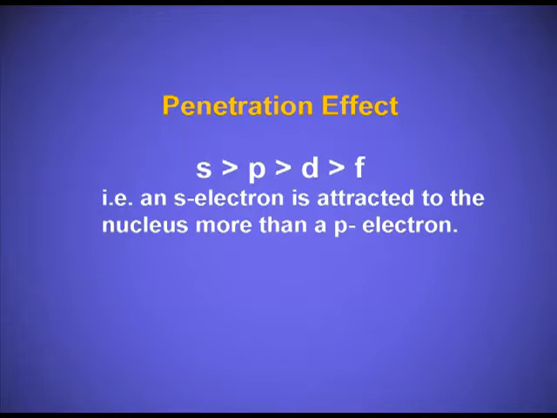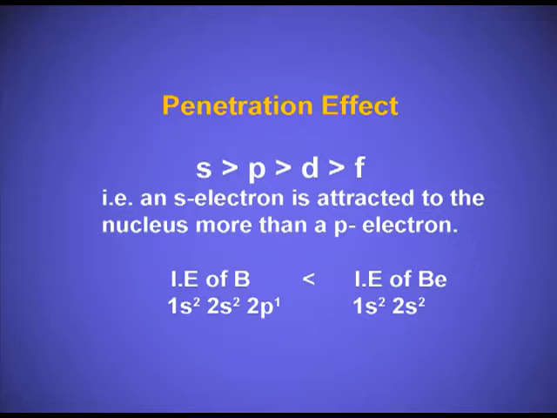For example, the ionization energy of boron is less than the ionization energy of beryllium, because in beryllium we are pulling out the electron present in the 2s orbital, whereas in the case of boron, the electron to be removed is in the 2p orbital. No doubt, the value of the principal quantum number is the same in both cases, 2p and 2s, but the penetration effect of the s orbital is higher.